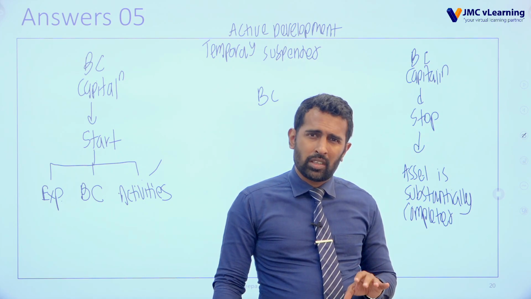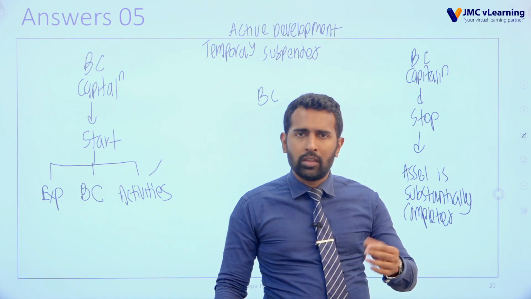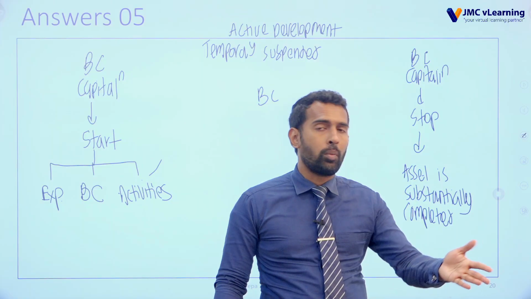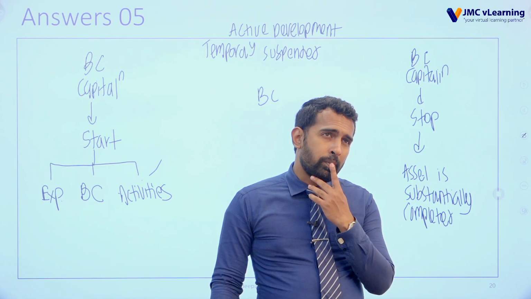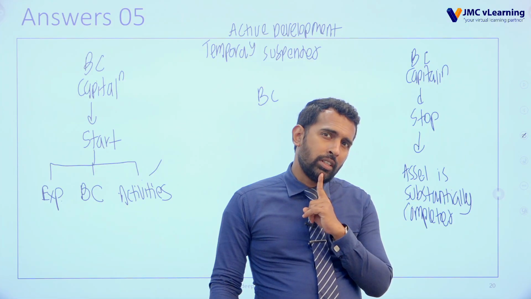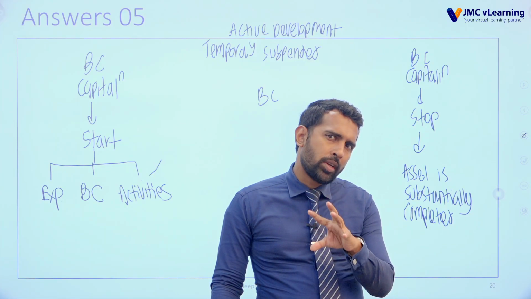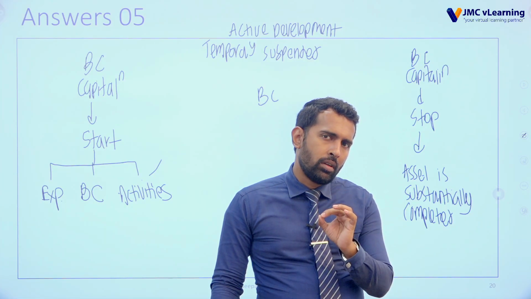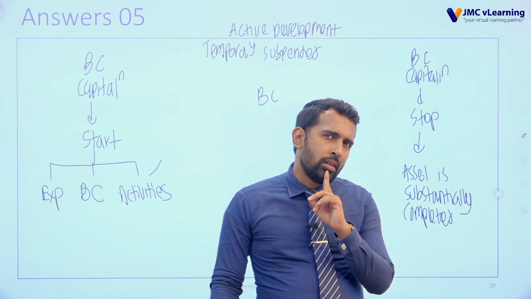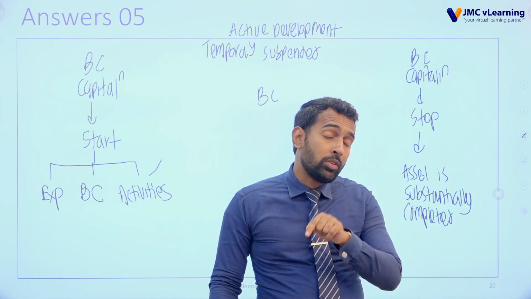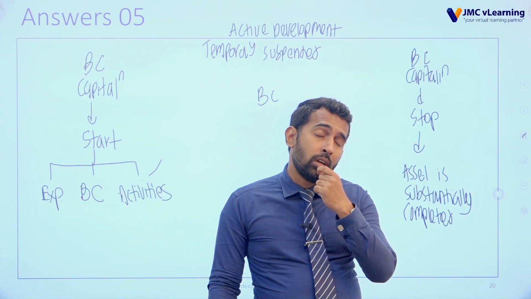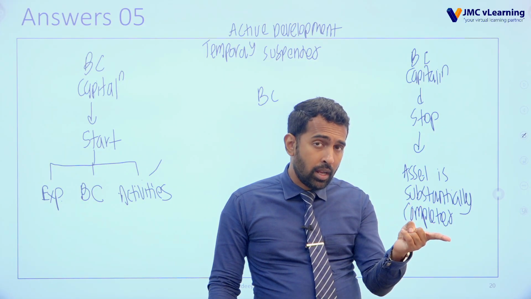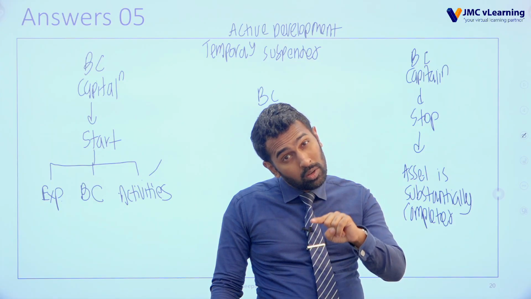There can be situations where for 1 week, 2 weeks, 1 month the construction is temporarily stopped for different reasons. We have a problem. If the construction is temporarily halted for a period, during that 1 month or 2 months, what should we do to the borrowing cost? Are we going to charge it to P&L or are we going to continue the capitalization?